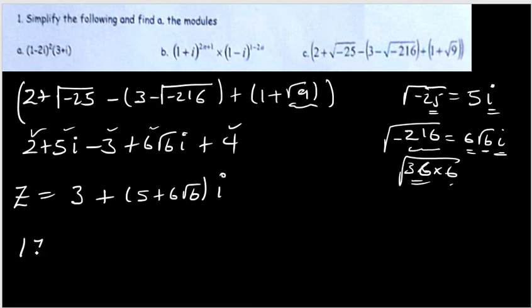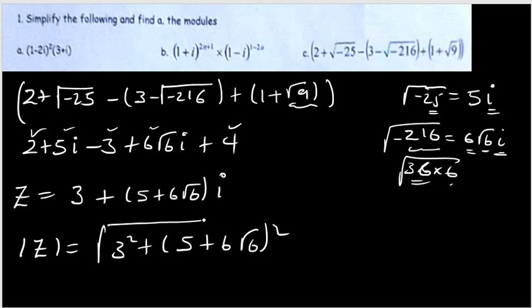And when you find the modulus, what to do? In the square root, 3 square plus 5 plus 6 radical 6 square. It needs a calculator and it can be completed. But the idea, the modulus of the z will be this one. After this, it will be simplest. So this result will be approximately 20.